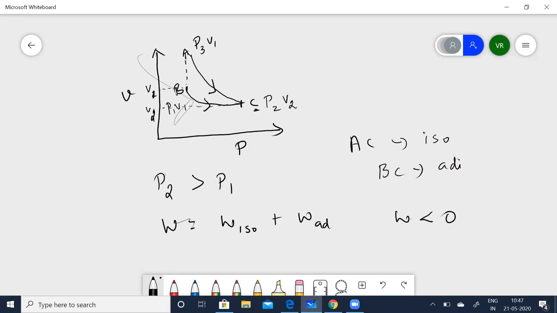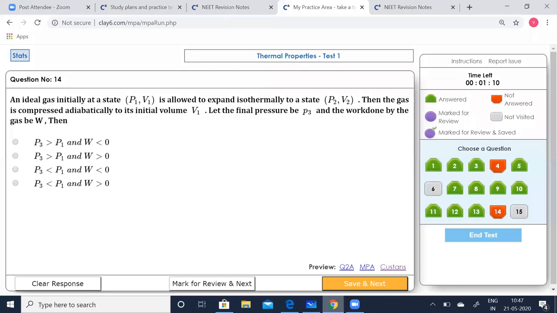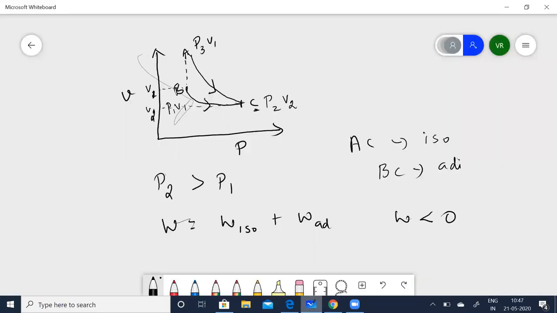Okay, W is lesser than 0. Let's see which option is correct. So I should have written it as P3. We are now considering this, right? So it should have been P3 is greater than P1. P3 is greater than P1.